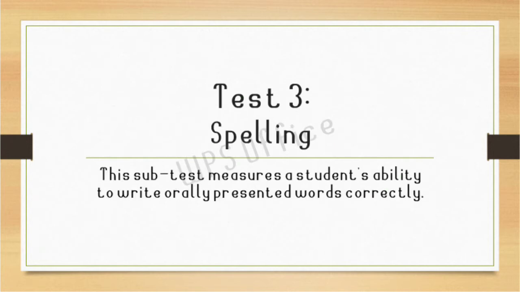Test 3 is spelling. This subtest measures a student's ability to write orally presented words correctly. Initial items measure writing skills such as drawing, tracing letters, and writing upper and lowercase letters. The majority of items require students to spell dictated words of increasing difficulty.